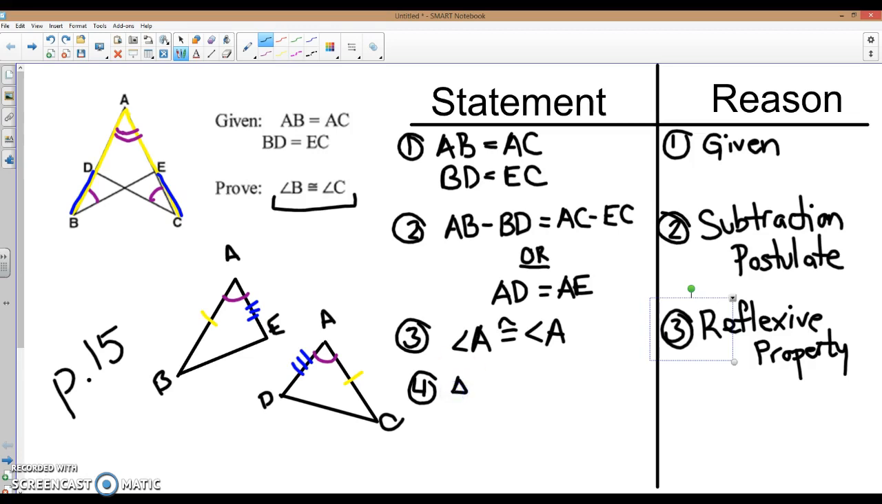So triangle, let's do ABE, is congruent to triangle, let's do ACD. And that is because of side, angle, side.